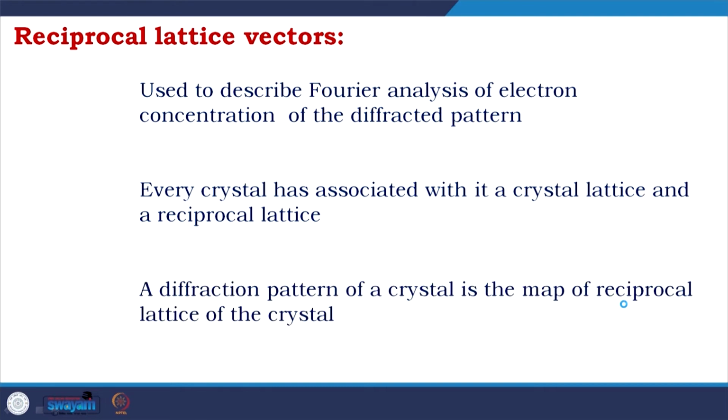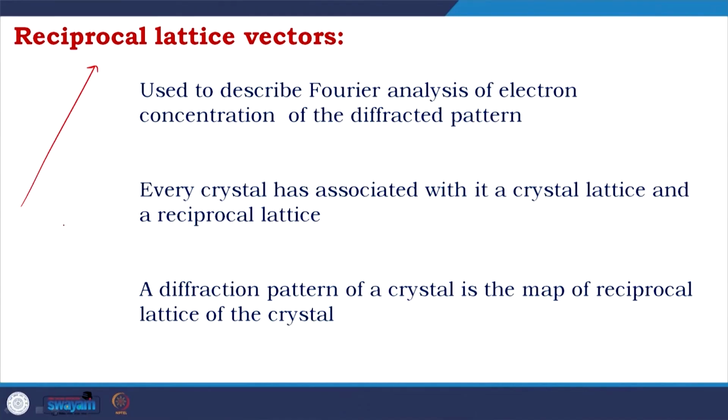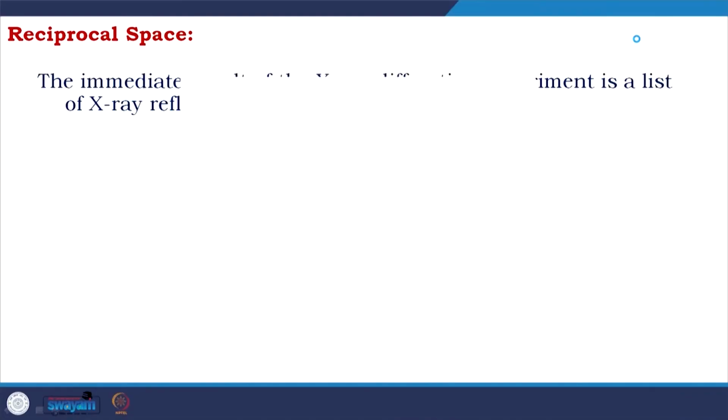A diffraction pattern of a crystal is the map of the reciprocal lattice of the crystal. So, what is a reciprocal lattice? If you think about the planes, they are going parallel. So, when you are getting the A, B, C intercepts, sometimes they would be infinity, so it is a problem. The reciprocal is 1 by, so when it is infinity, 1 by infinity is 0. In that way, the reciprocal lattice is helpful.